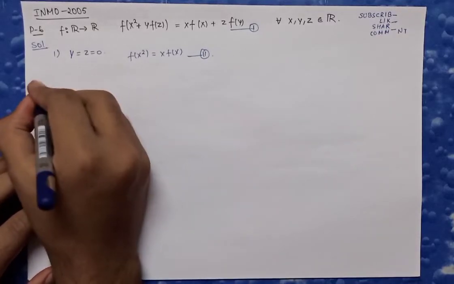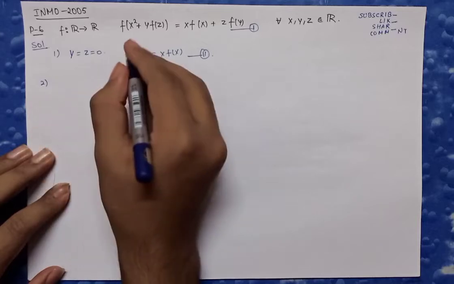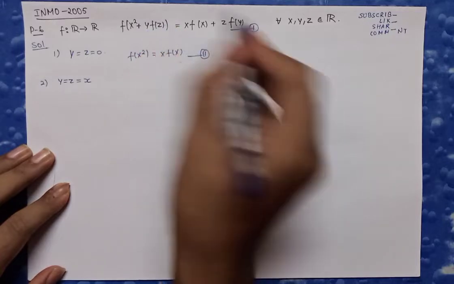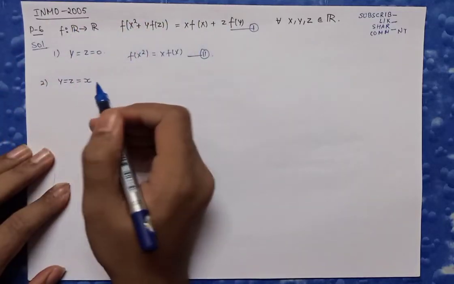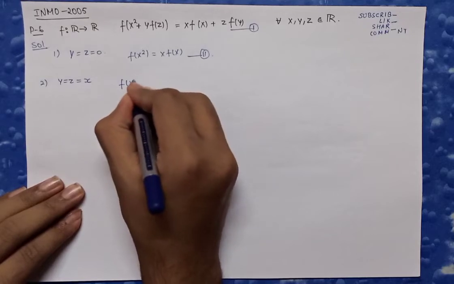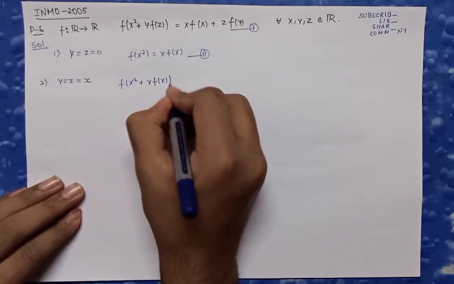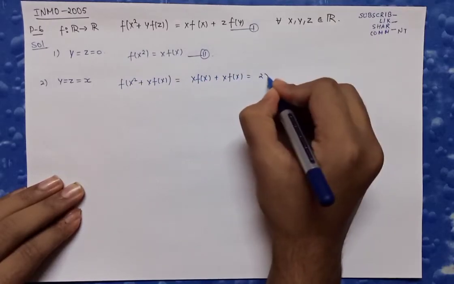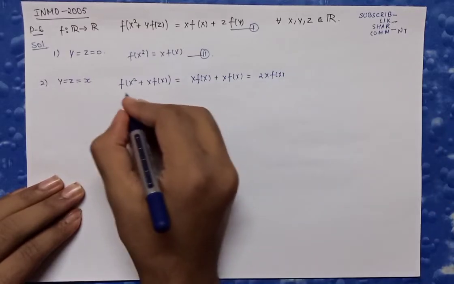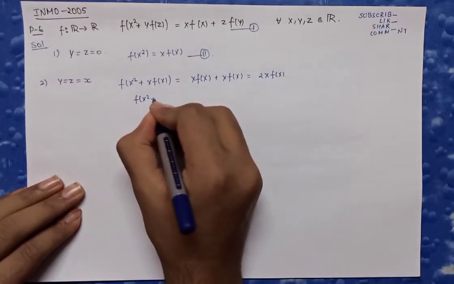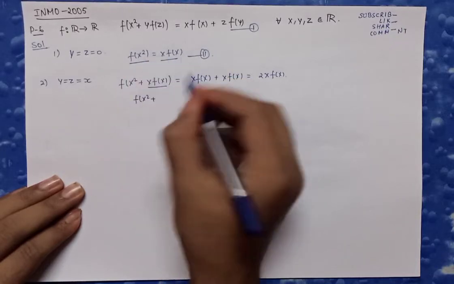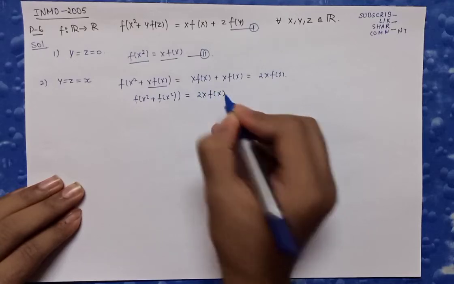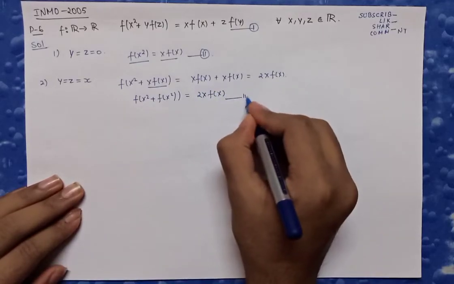In the second step, I substituted y = z = x, writing all the variables in terms of x. What I got was f(x² + x f(x)) = x f(x) + x f(x), or simply 2x f(x). Since x f(x) is nothing but f(x²), I can write this as f(x² + f(x²)) = 2x f(x). Let's call this equation number 3.